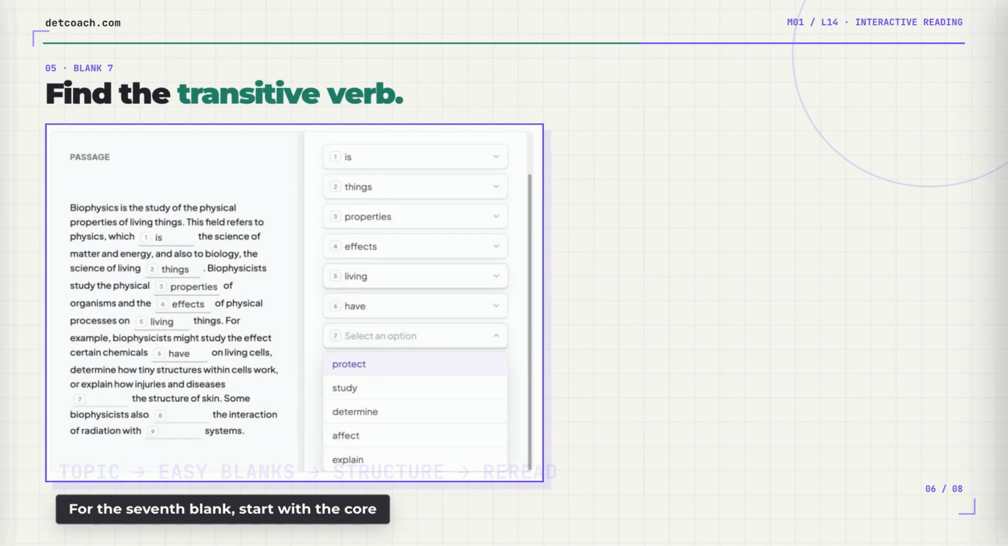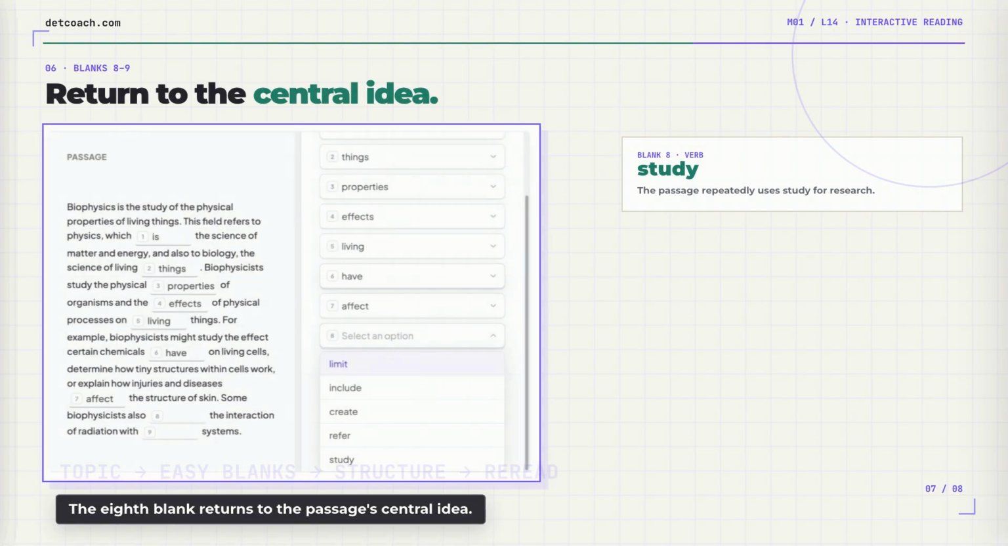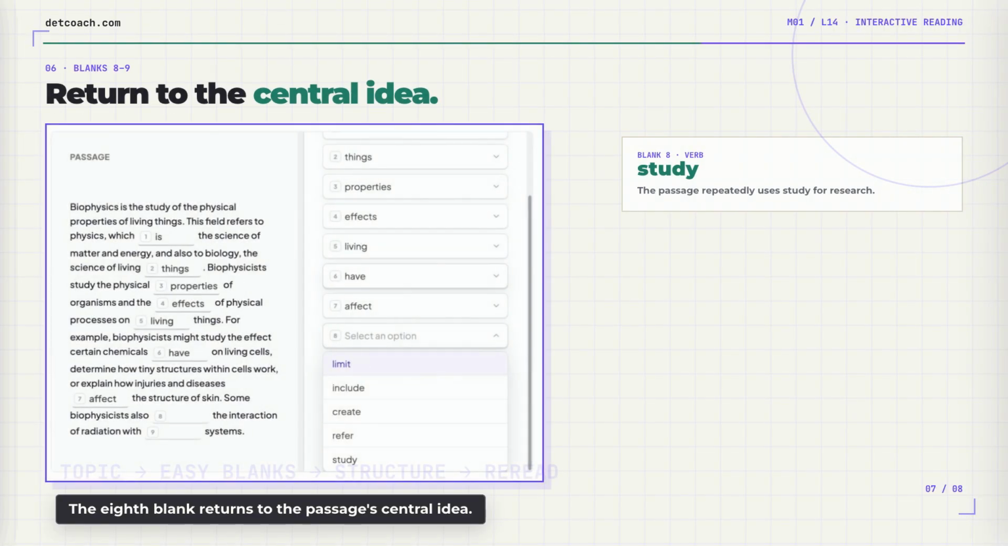For the seventh blank, start with the core sentence structure. The subject is injuries and diseases, and the object is the structure of skin. We need a transitive verb between them. Affect means influence and fits the structure, so we select it. The eighth blank returns to the passage's central idea. We need a verb after, some biophysicists also, and the passage has repeatedly used study to describe research, so the answer is study.